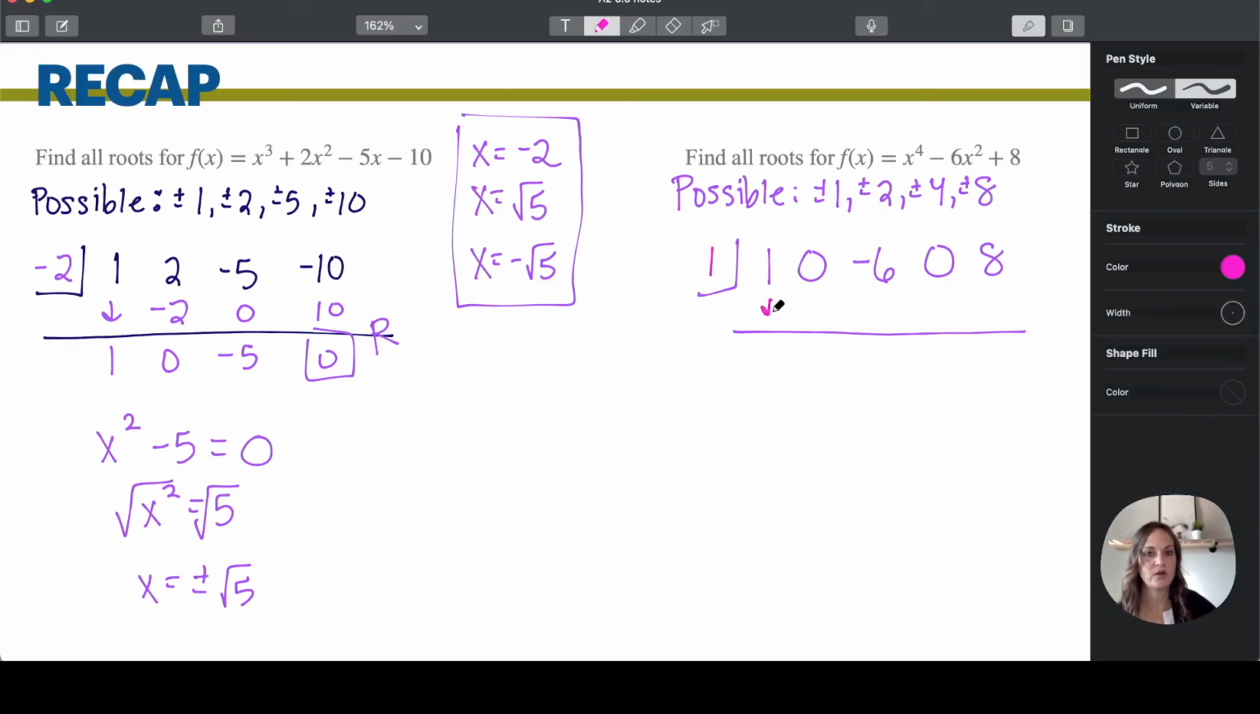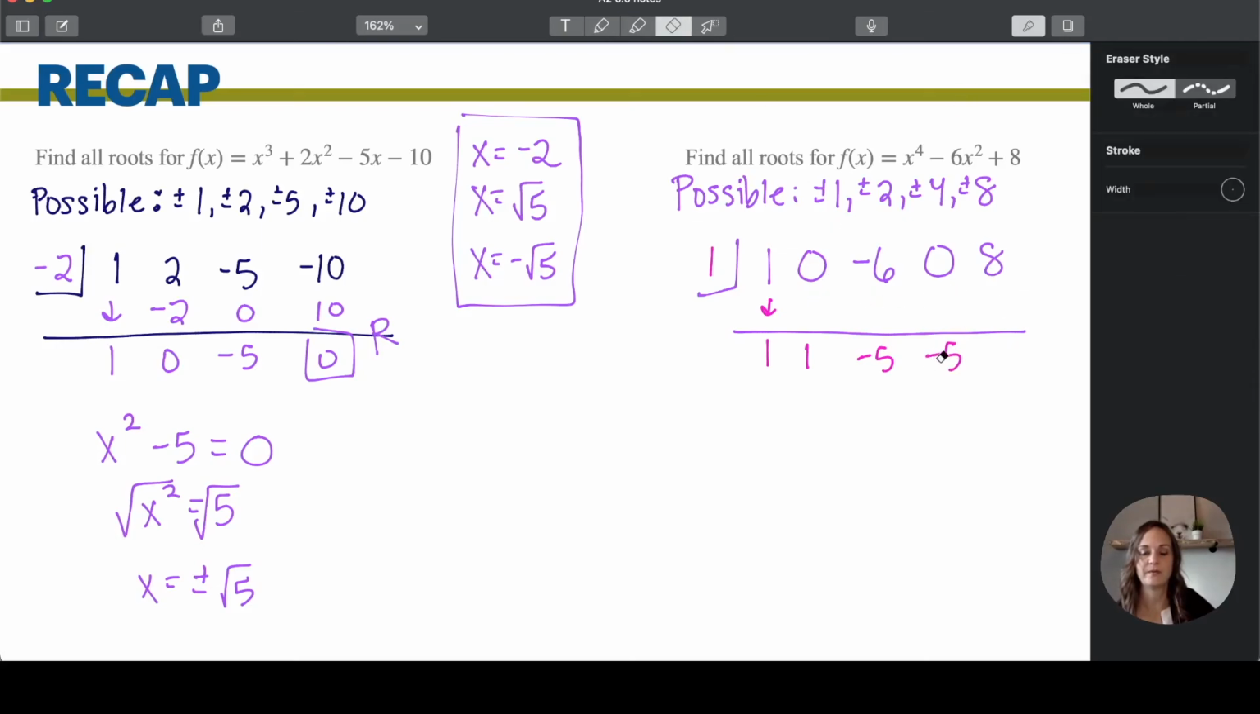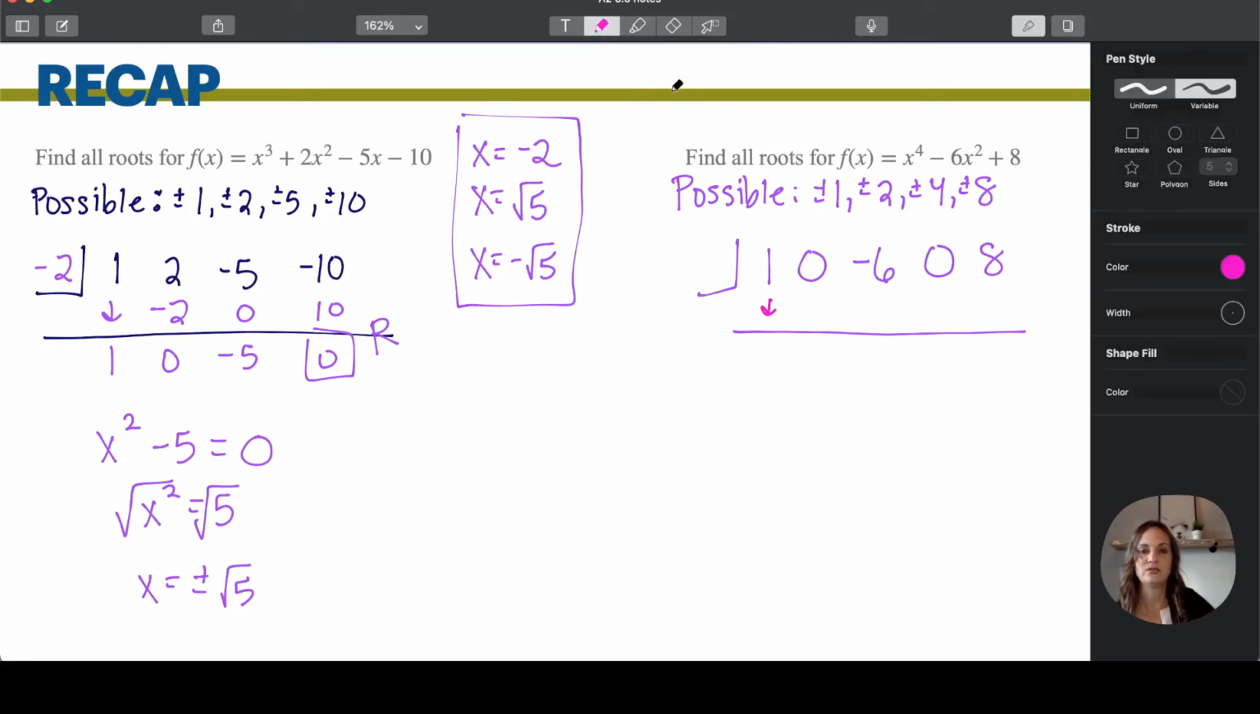So always try 1. So bring down the 1, 1, add, multiply, add, multiply, add, multiply. Okay, that did not give me a 0 for the remainder. So 1 did not work. Let's try 2. 1, 2, add, multiply, add, multiply, add, multiply, and I got a 0, which is great. So we know that x equals 2 is a 0.